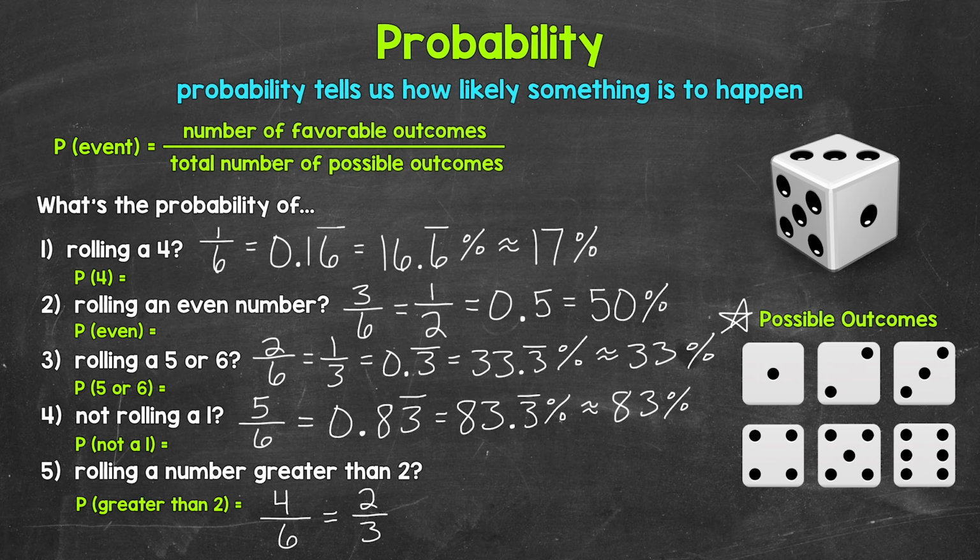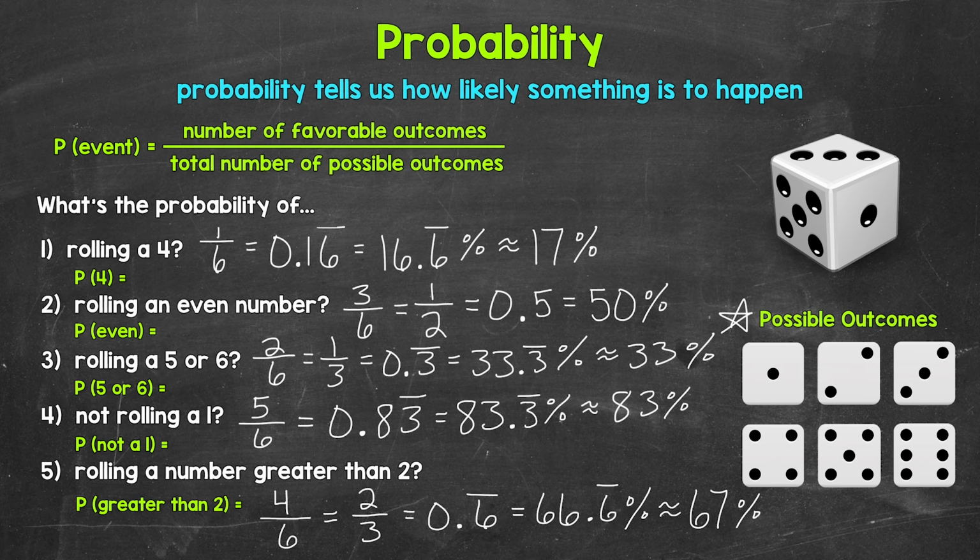Now let's convert this to a decimal. We get 0.6 repeating. And let's convert this to a percent. We get 66.6 repeating percent. Now let's round this to the nearest percent as well. We have a 6 in the ones place with a 6 to the right in the tenths. So this rounds to 67%. And that's our probability of rolling a number greater than 2.